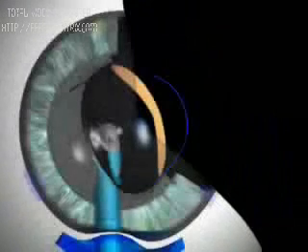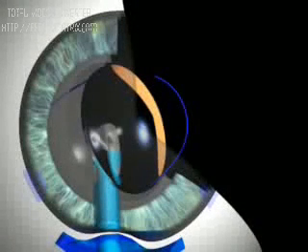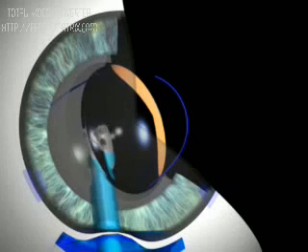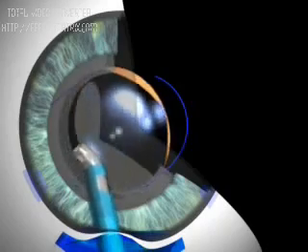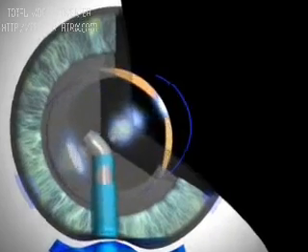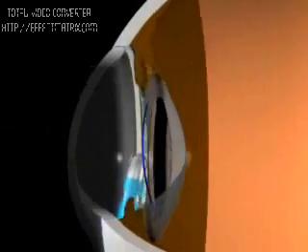Aspiration of viscoelastic. Using the irrigation aspiration tip, the viscoelastic substance is finally removed, as well as residual lens fragments, leaving the IOL within the capsule bag. The incisions are self-sealing, so that no sutures are necessary.